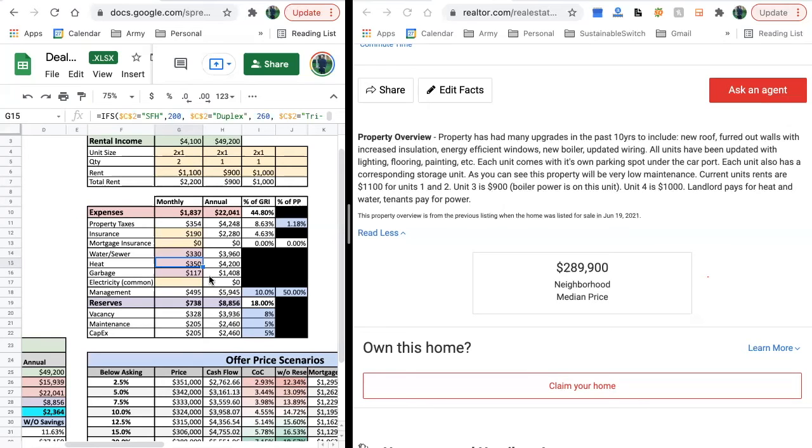All right, so what about heat? I noticed heat is fairly close though. Yeah, I put 350 a month. Perfect. Fuel. Garbage is the easiest.